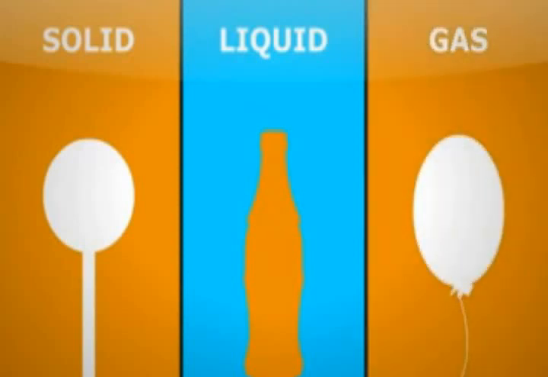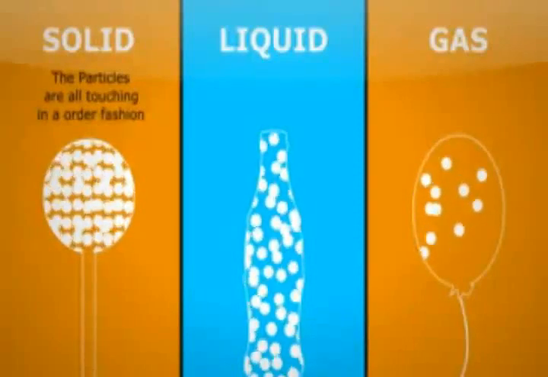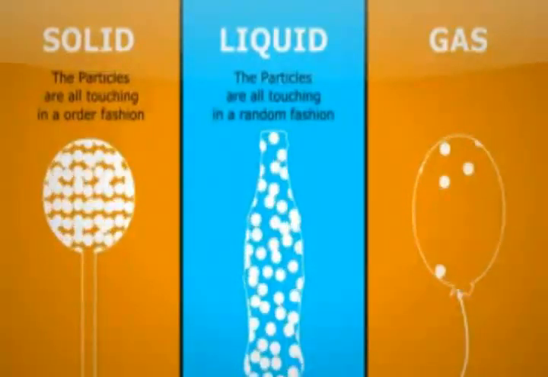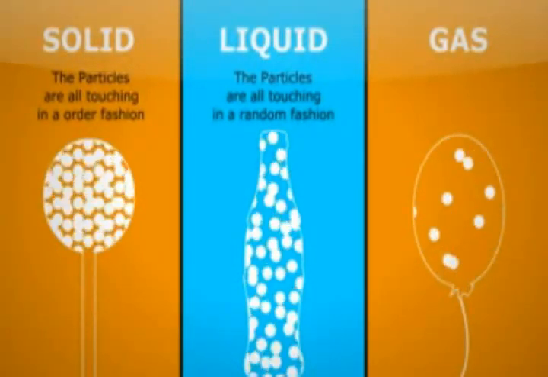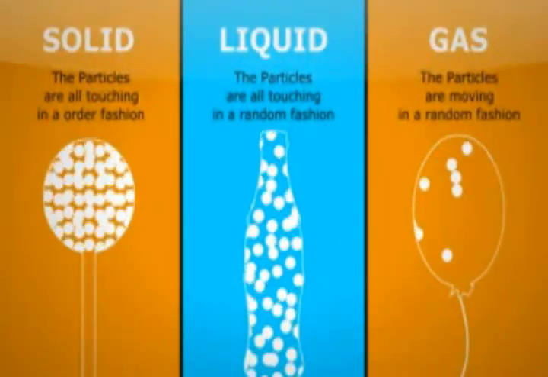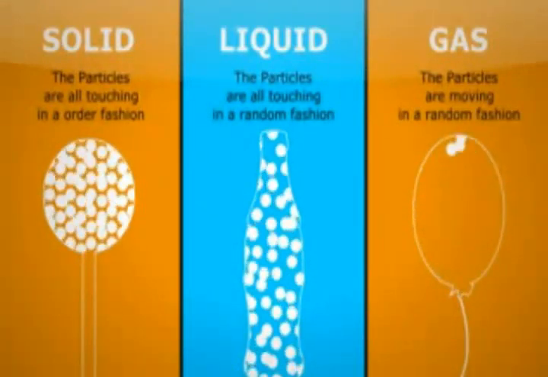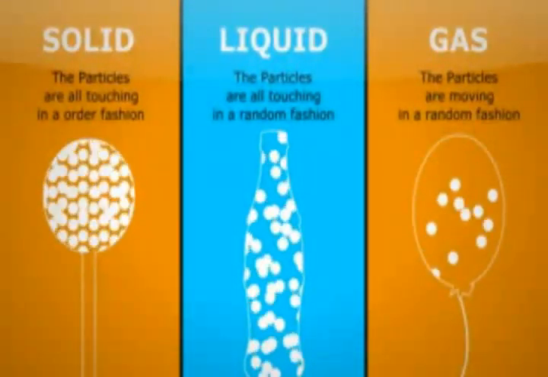So, all you need to know is that particles in a solid are all touching and are in an ordered fashion. In a liquid, the particles are still touching but are in a random fashion, and there are occasional pockets where they can slip on one another. And in gases, they are in a random fashion. It should also be easy to see that gases take up much more space than liquids, which again take up much more space than solids.